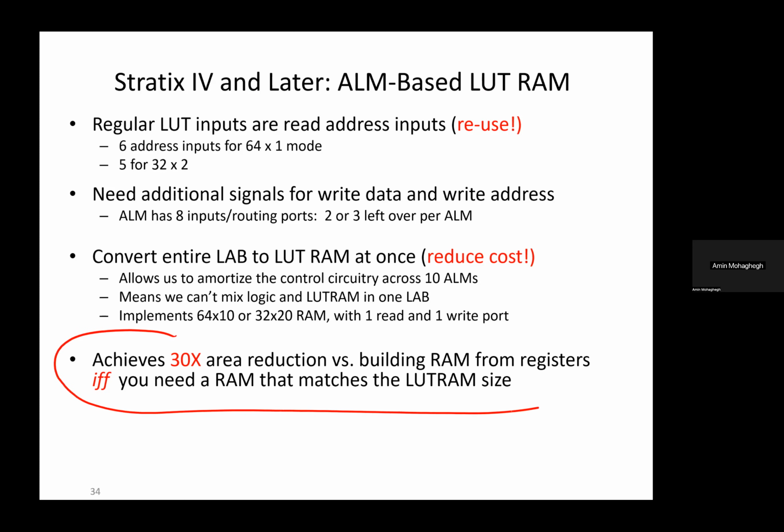So how much better is this? LUT RAM is about 30 times more efficient than building RAM from registers if you wanted every bit that's in the LUT RAM. So they're perfectly matched. You get a very good win. If it didn't perfectly match, it'll be somewhat less.